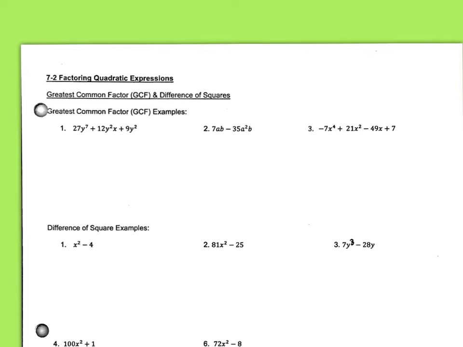So a greatest common factor, what you're looking for is a number that divides evenly into it. So greatest common factor, we call it GCF. It could be a number, but the number has to divide into every number evenly, or it could be a variable.